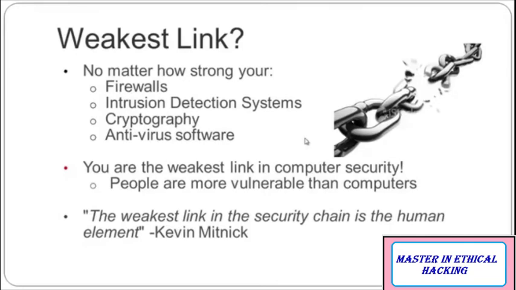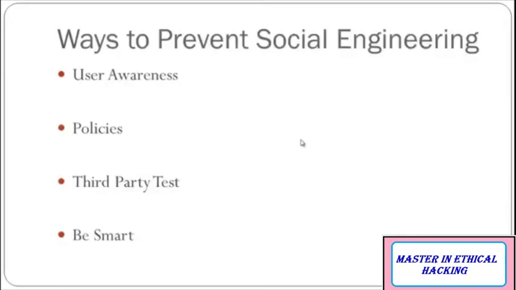There are different things that you would want to know, but before that, you need to know that the weakest link in your organization is not your firewall, intrusion detection system, cryptography, or antivirus software. You are the weakest link in your computer security. People are mostly more vulnerable than the computers, and that is a famous quote by Kevin Mitnick. So I'll go ahead with the ways to prevent social engineering attacks.